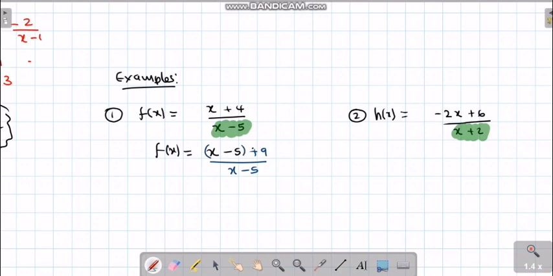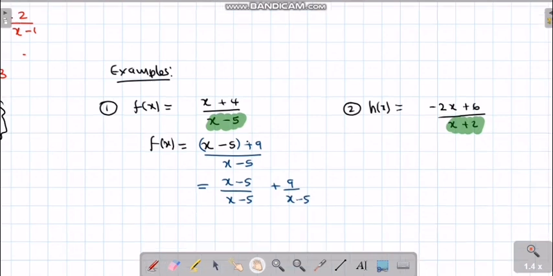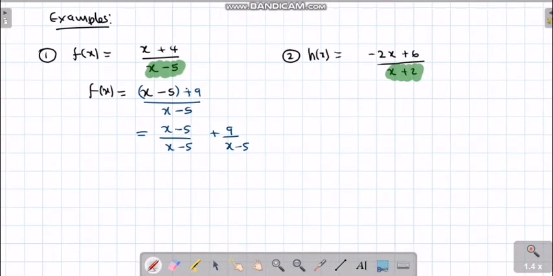So I'll have x minus 5 all over x minus 5 plus 9 over x minus 5. Therefore, this will be 1. So I'll have 9 over x minus 5 plus 1. Then we're done. This is f of x.